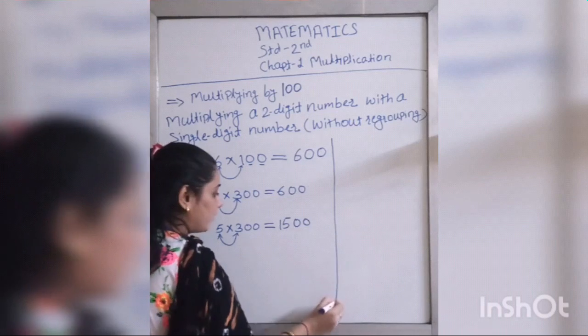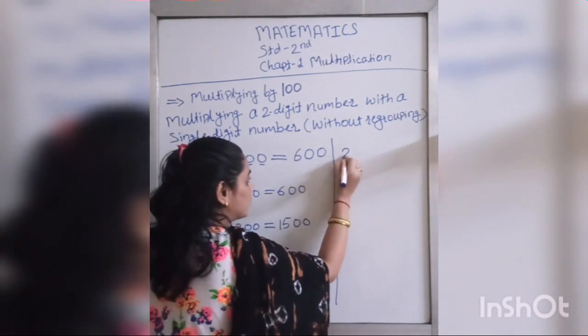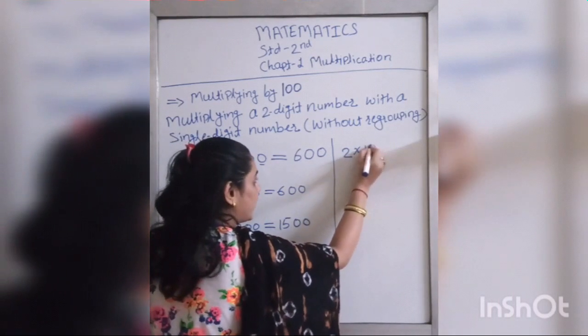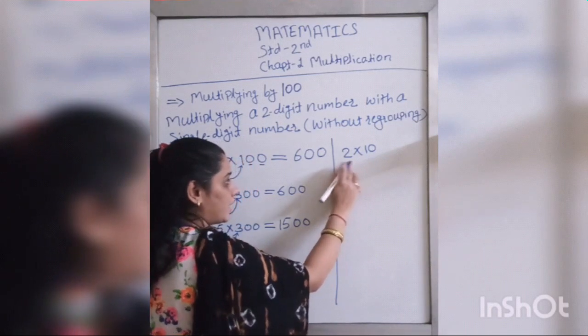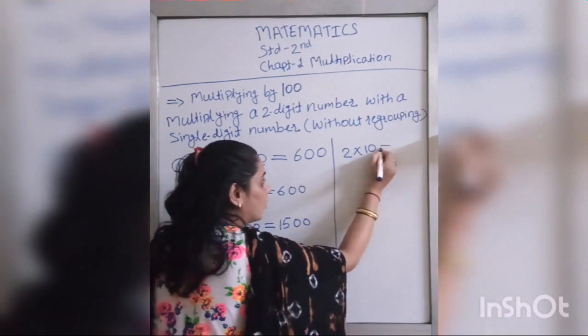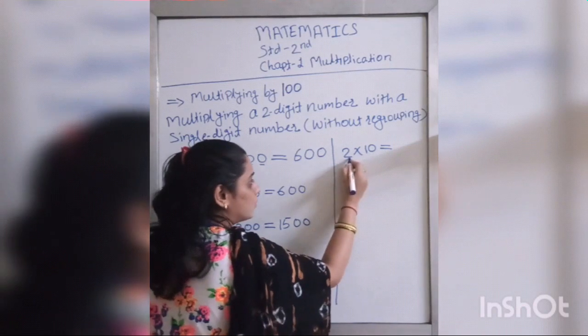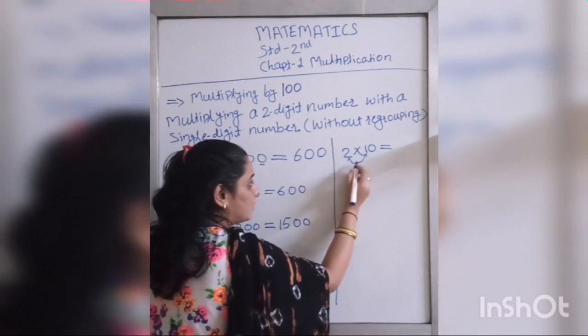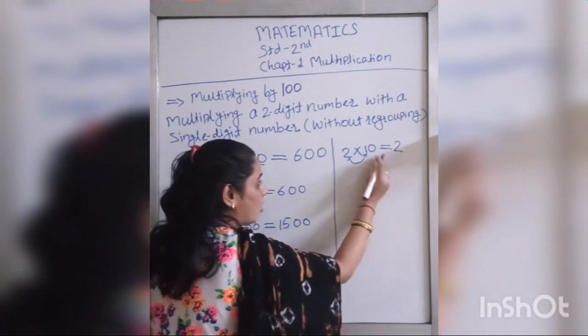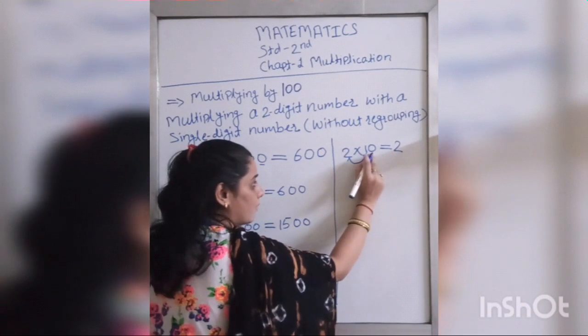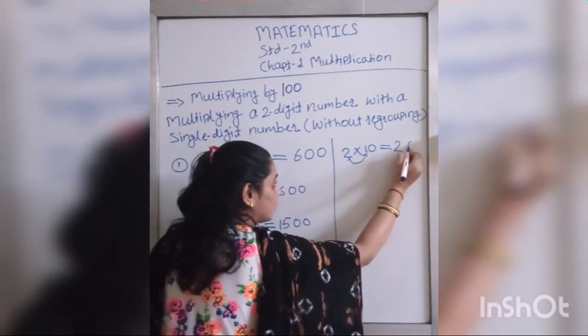Like the same, suppose we are multiplying 2 multiplied by 10. Whenever we multiply any number with 10, what will be the answer? These 2 ones are 2. How many zeros are there in the 10? 1. So we will write this 1 zero here.